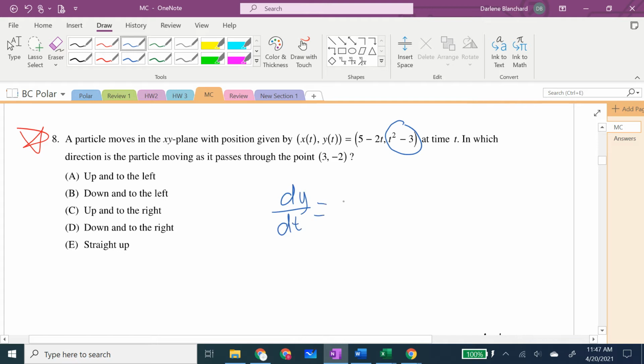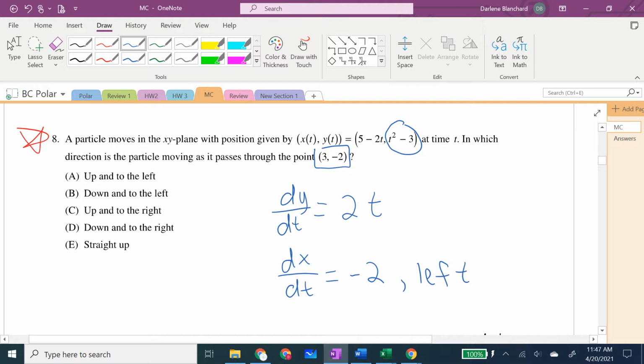dy/dt is 2t. And then you need to know the time that it is at this point, and that will tell you whether you are moving up or down. I'm going to come back to the time at that point. You need dx/dt. dx/dt is -2. I don't need to know a time for dx/dt. -2 says I am moving to the left.